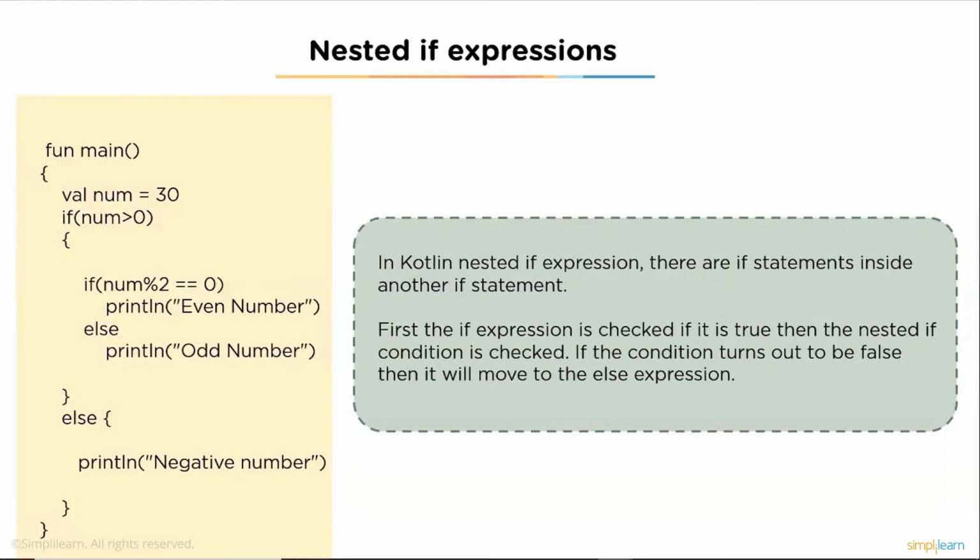In this example, it checks for true in condition 1, then checks for true in condition 2. If condition 2 evaluates to true, statement 1, that is even number, is executed. Otherwise, statement 2, that is odd number, is executed. Similarly, if condition 1 evaluates to false, then the else block executes and the statement negative number is printed. So as we have understood all of these expressions, now let's do the practical implementation.